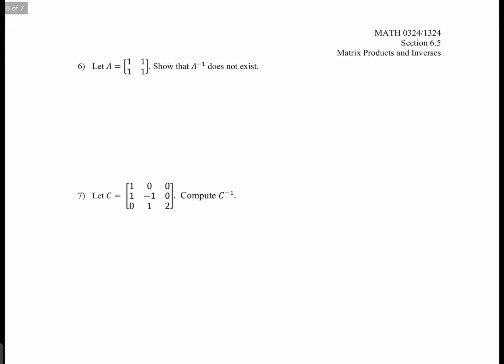Now, let's try to do the same thing in problem 6 here. So this matrix is 1, 1, 1, 1, and it says show that A inverse does not exist.